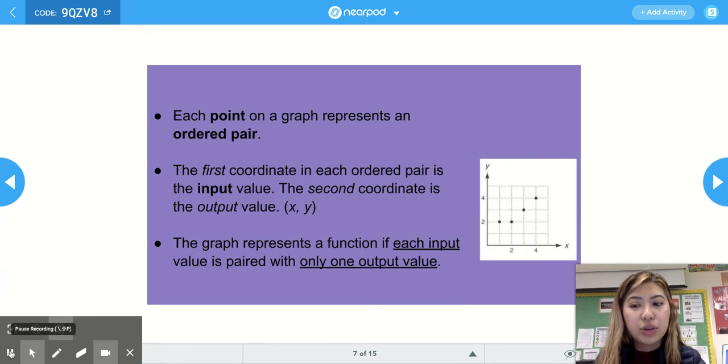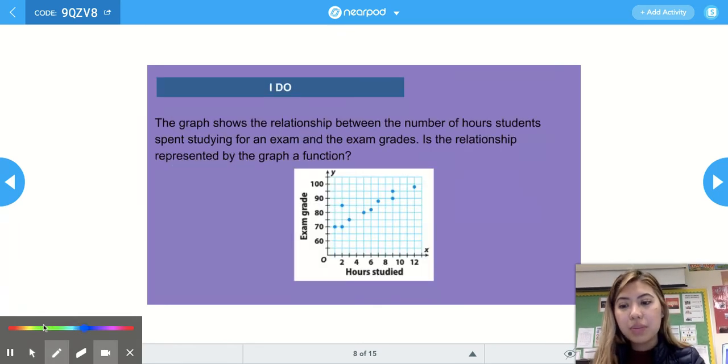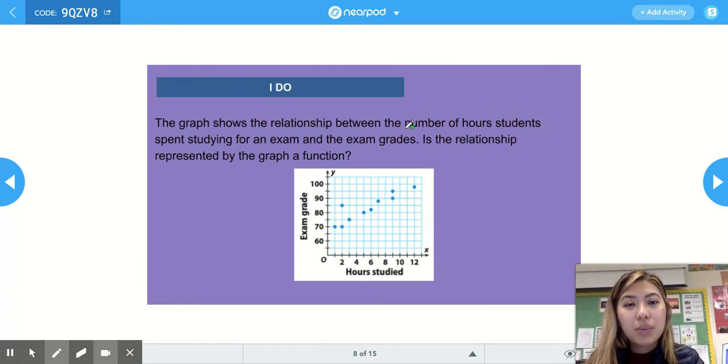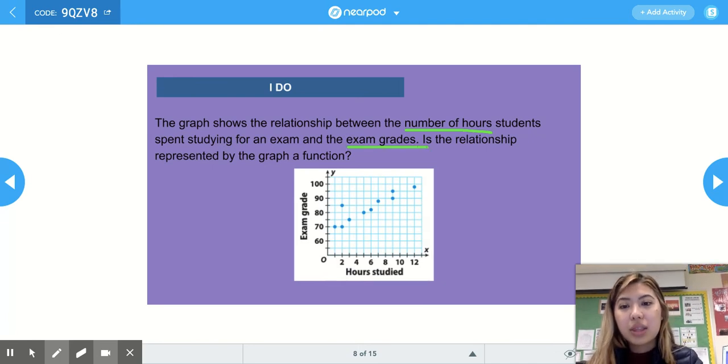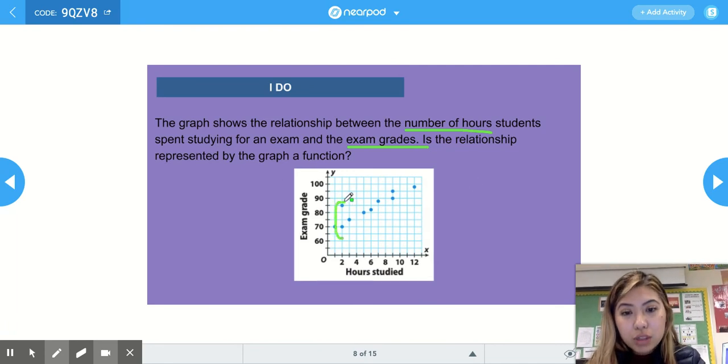This first I do problem reads: the graph shows the relationship between the number of hours students spend studying for an exam and the exam grades. Is the relationship represented by the graph a function? If we look at this graph, I can see that there are multiple outputs, or multiple y values, for the same input when the input is 2 and when the input is 9. So this relationship is not a function.